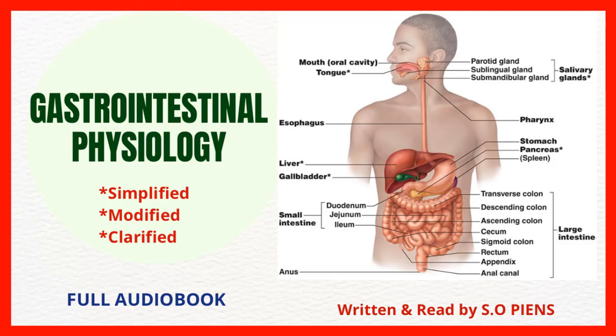Now let's talk about some reflexes: the deglutition reflex and the defecation reflex. The deglutition reflex is a reflex that causes swallowing. We have three phases: the oral phase, the pharyngeal phase, and the esophageal phase. The last two phases are involuntary, while the first phase is voluntary. All right, the defecation reflex is a reflex that triggers defecation, or emptying of the rectum.